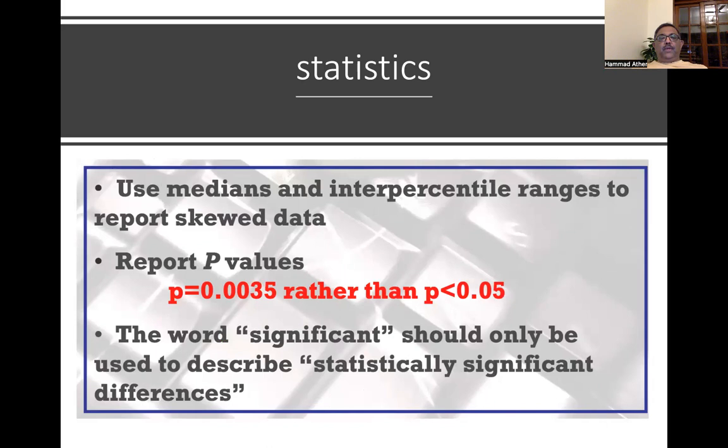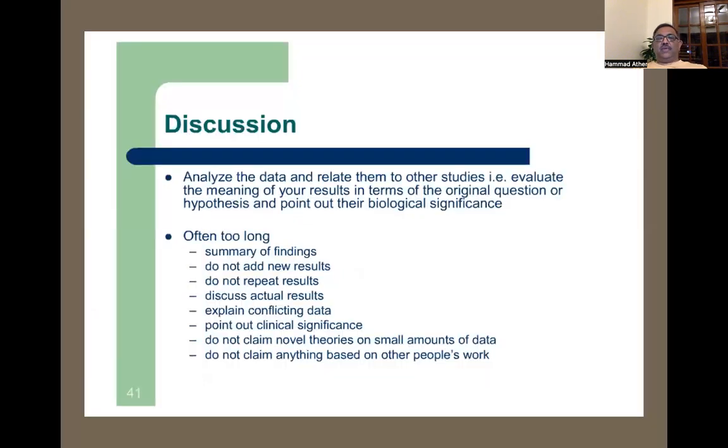When reporting a p-value, it's better to write 0.0035 rather than just writing that it was less than 0.05, because 0.05 is really a cutoff of the p-value for whether it is significant or not. But how significant it is depends upon how low the p-value is. So it's better that you write the full p-value rather than just less than 0.05.